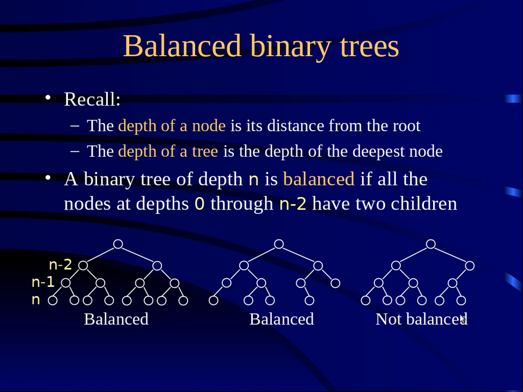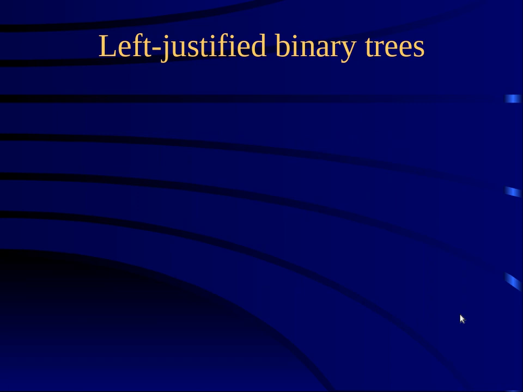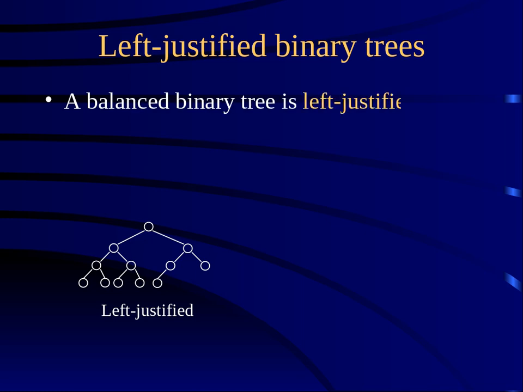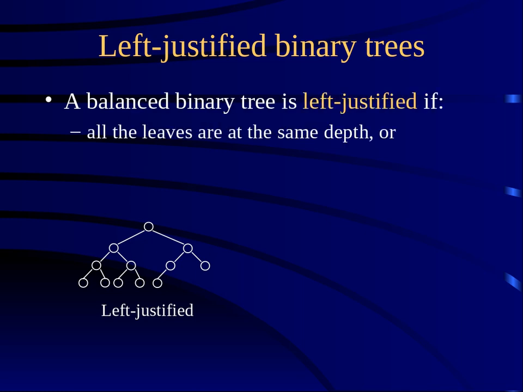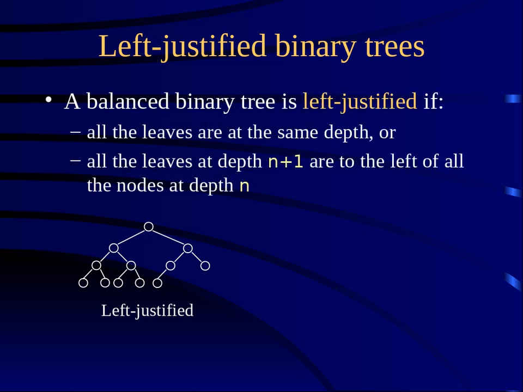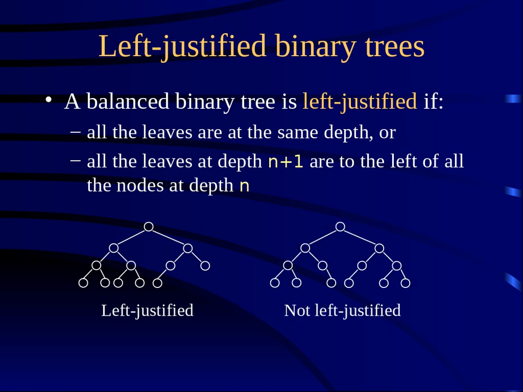All right? How are we doing? Great. Left justified. All the leaves are the same depth, and leaves at depth n+1 are on the left of the node. So left justified, no staying over here. Not left justified because this guy over here needs to be shifted over here, and this guy over there, and then it'd be left justified. So you fill it from left to right.